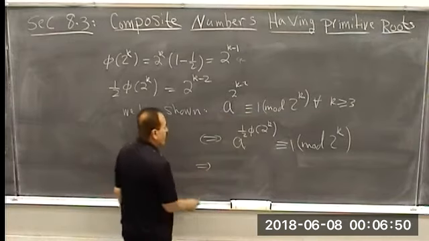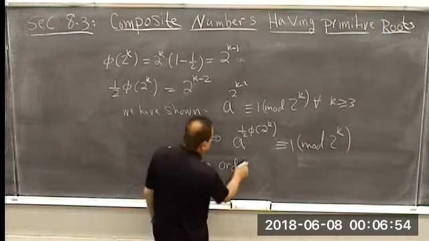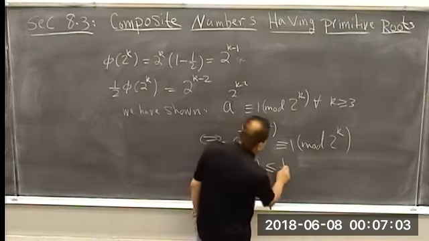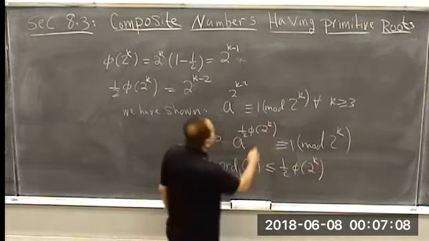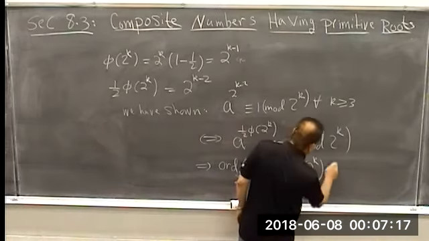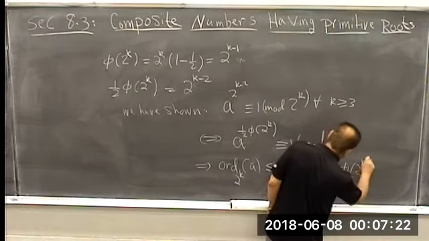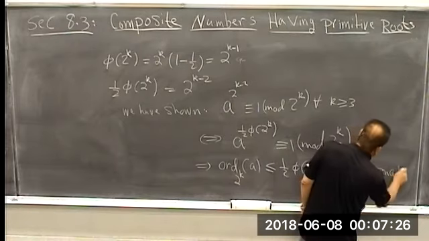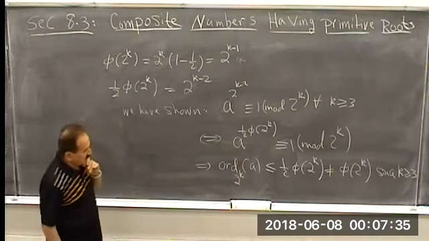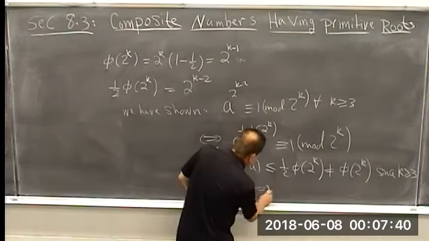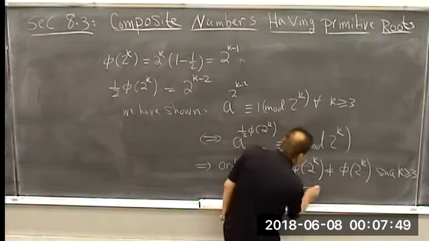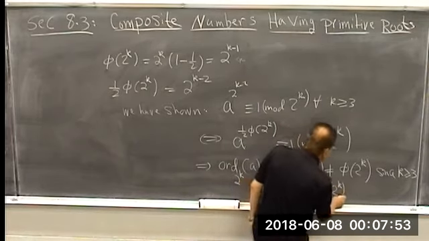And this implies that the order of a with respect to, or mod 2 to the k, is going to be less than or equal to 1/2 phi of 2 to the k, because this exponent makes this congruent to 1. So the order must be smaller than this, which means this is of course not equal to phi of 2 to the k, since k is bigger than or equal to 3. This means that the order of a, again mod 2 to the k, is not equal to this, which makes a not a primitive root.